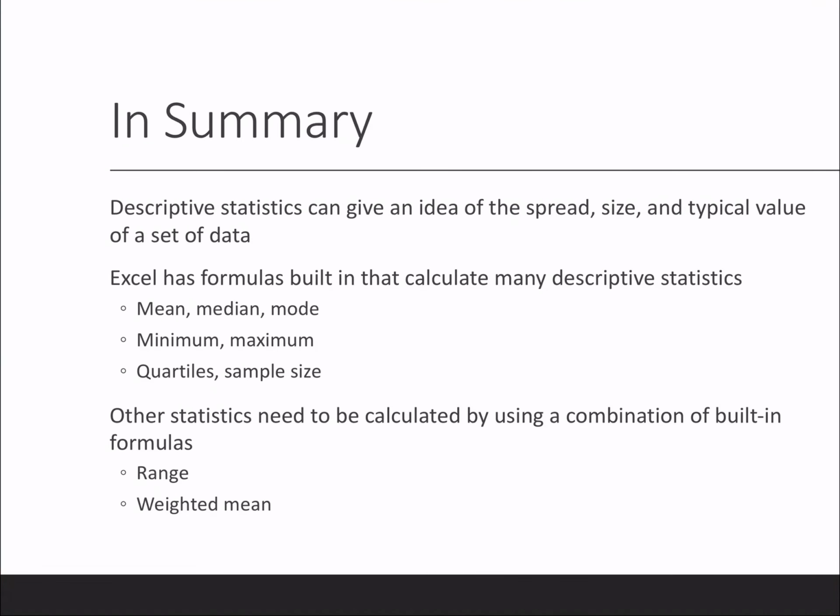So in summary, descriptive statistics can give an idea of the spread, size, or typical value of a set of data. Excel has many formulas built in that can calculate these descriptive statistics for you. Those include the mean, median, and mode, which are all measures of central tendency, the minimum and maximum, and quartiles, which are all measures of the spread of the data, or your sample size, so how big your data is.